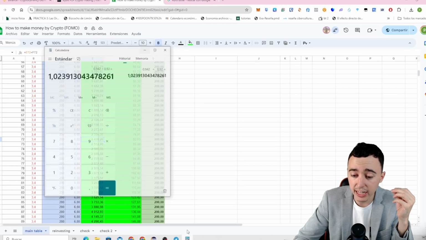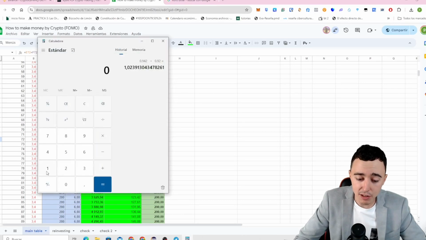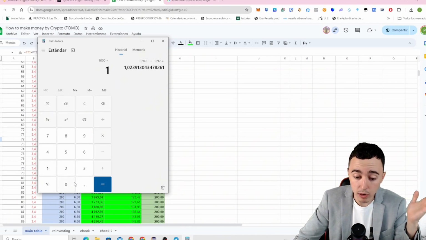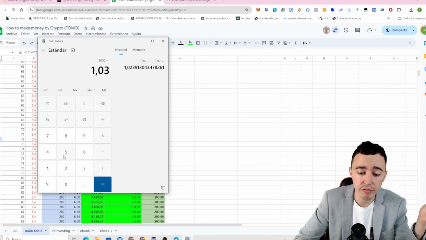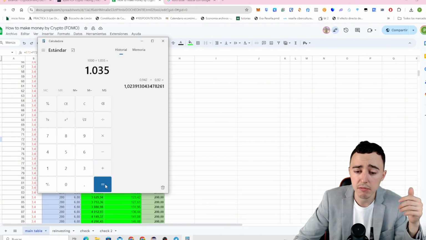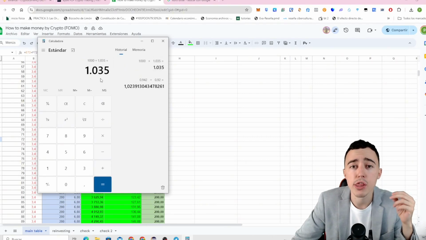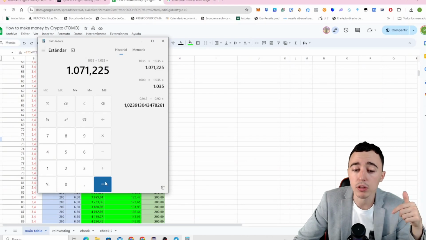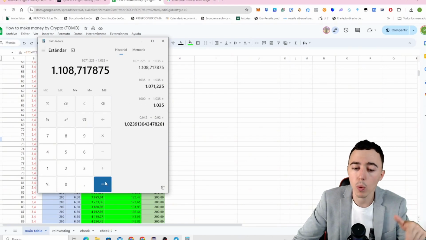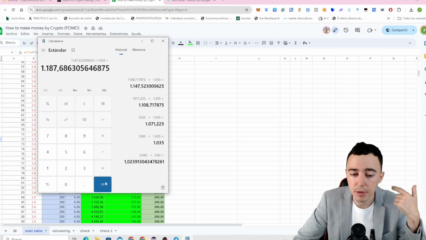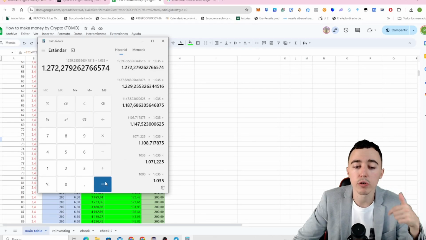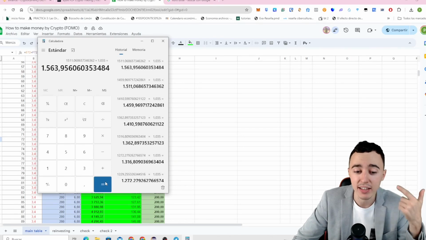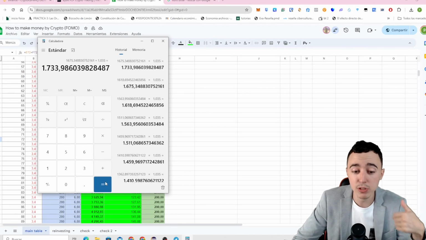Let me show you in the calculator so you can see it a bit better. Let's say that we start with 1,000 rands, just to put a clearer example. And we make, let's say, 3.5% on one transaction. Okay, just as an example, we just made 35 rands. And we can do it again. We multiply again by 1.035, and it keeps growing with each transaction.